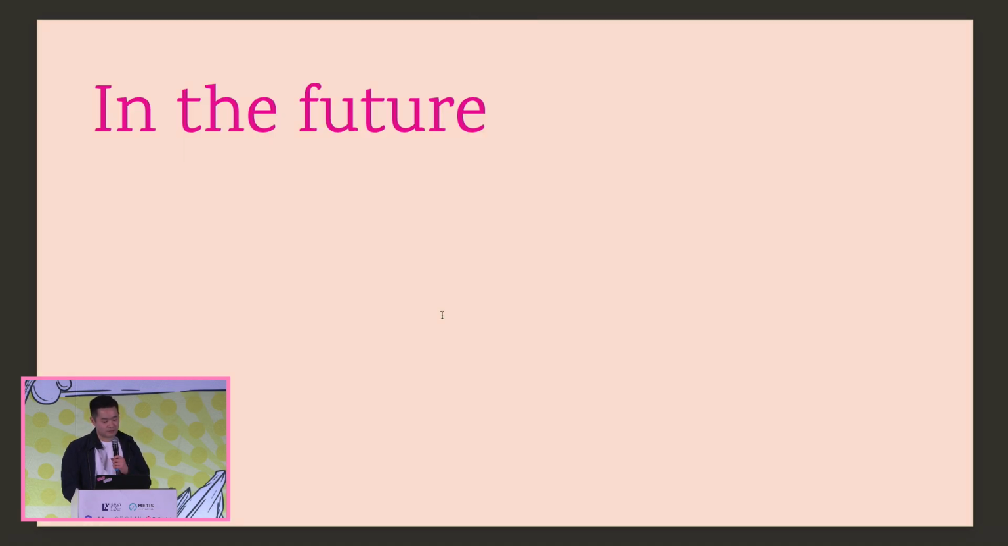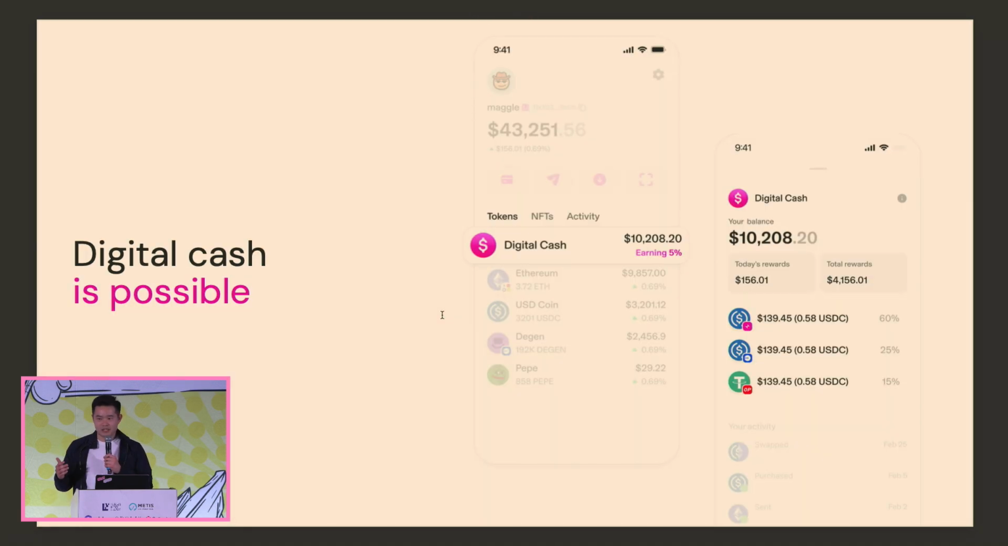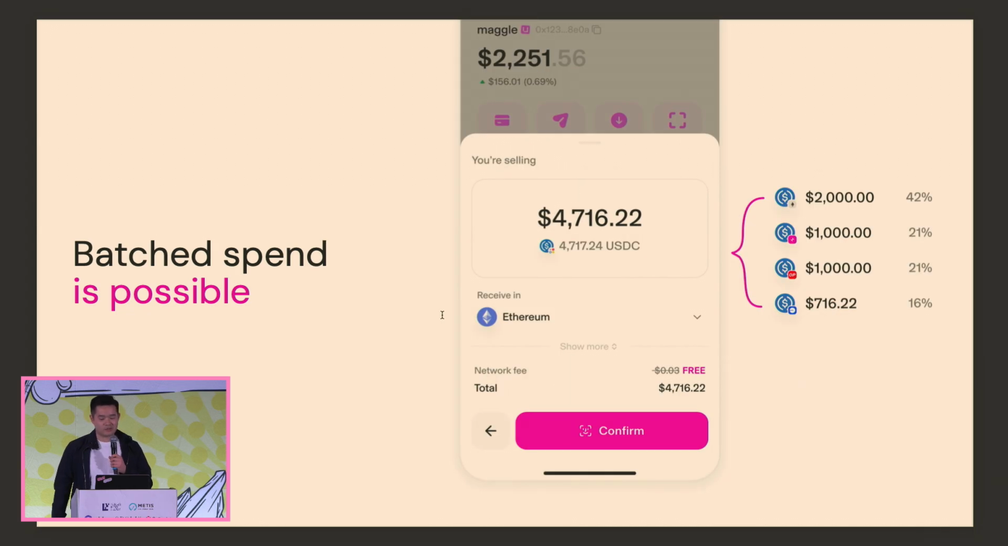So in the future, digital cash is possible. You have different stablecoins on different chains, and you can represent them to users as a single item. Batch spend is possible. You have stablecoins on a bunch of different chains. You can buy ETH from all those different chains in one single transaction.